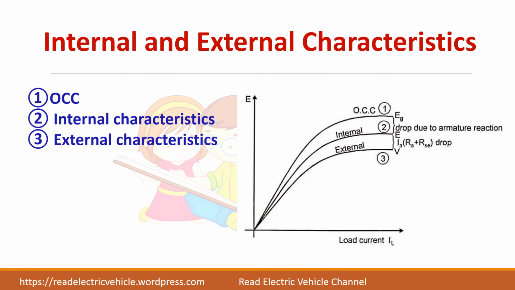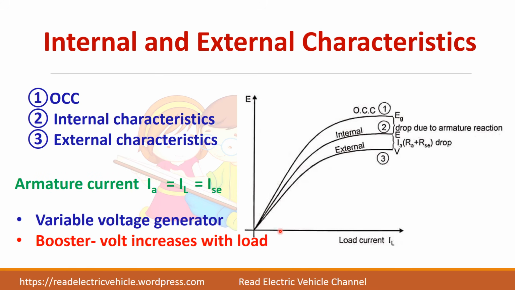Next we will see the internal and external characteristics of the DC series generator. Here the field current and the load current are the same. They are connected in series. So as you increase the load, or increase the field current, what happens? EMF will increase. So if you are increasing the load, the voltage generated will also increase. This is a peculiar property of a series generator, where as the load increases, the EMF also increases.